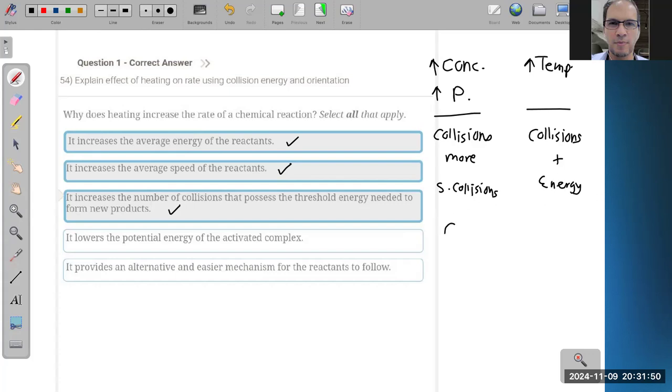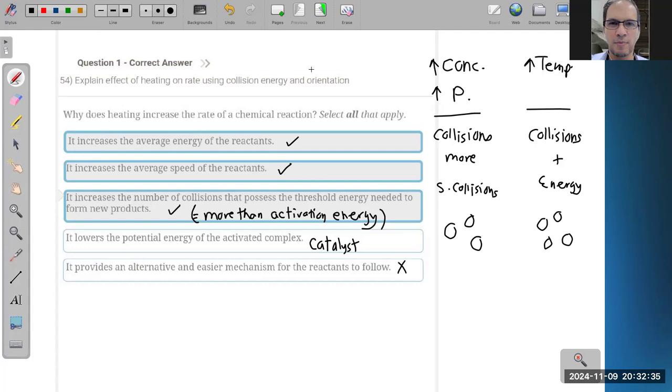Now the particles not only collide with each other more, but they collide with enough energy. And enough energy, he mentioned here, is the threshold required to form new products. This means equal to or more than the activation energy. And then, of course, it increases the average energy and the average speed of the reactants. Does it lower the potential energy of the activated complex? No, this is for the catalyst only. It provides an alternative, easier mechanism for the reactants to follow, which does not apply to anything else.